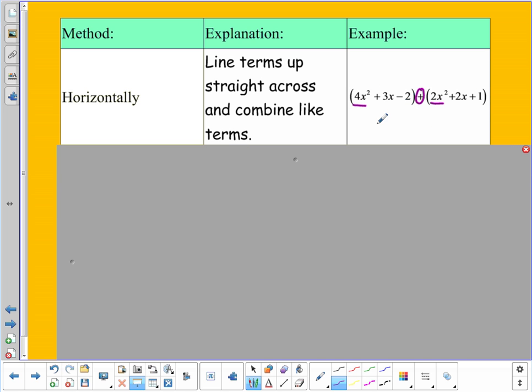4x squared and 2x squared is 6x squared. 3x and 2x is 5x. And negative 2 and 1 is negative 1. Okay, so that's just going through.